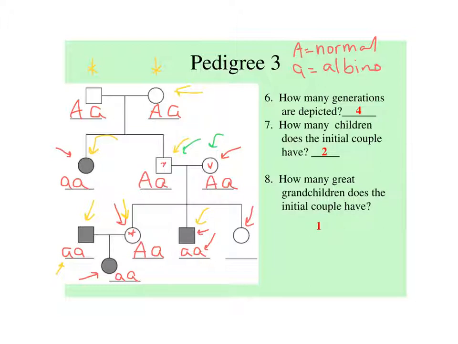The reason is, we know she has a big A because her circle is not shaded in. So we know she's got at least one big A. But she could have gotten another big A and she wouldn't be an albino. Or she could have gotten one dominant and one recessive. Either way, she would not have albinism. So we can narrow her genotype down to big A, big A, or big A, little a, but we cannot figure out exactly what it is by just looking at the pedigree chart.